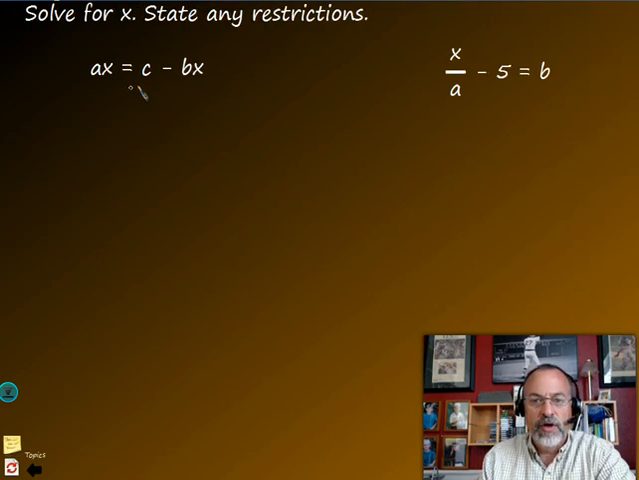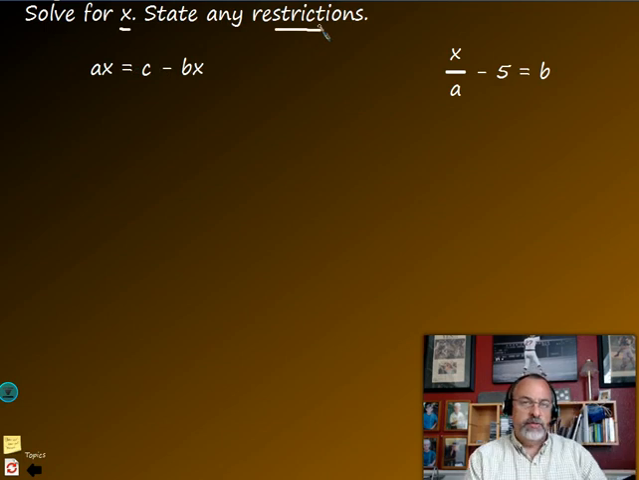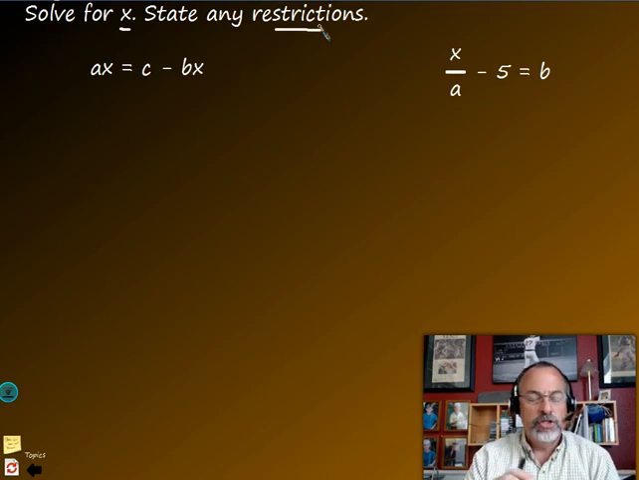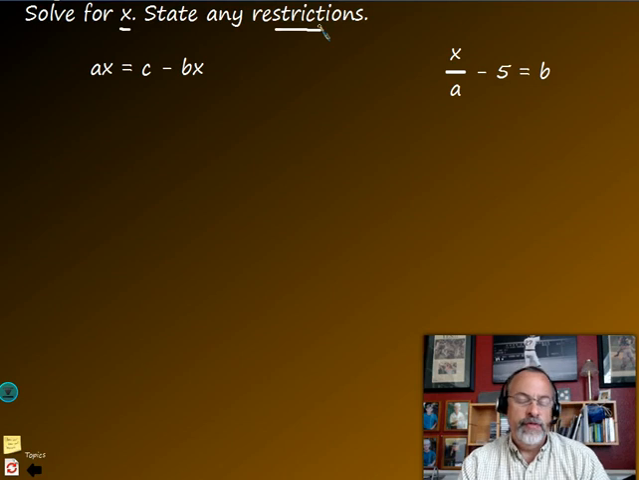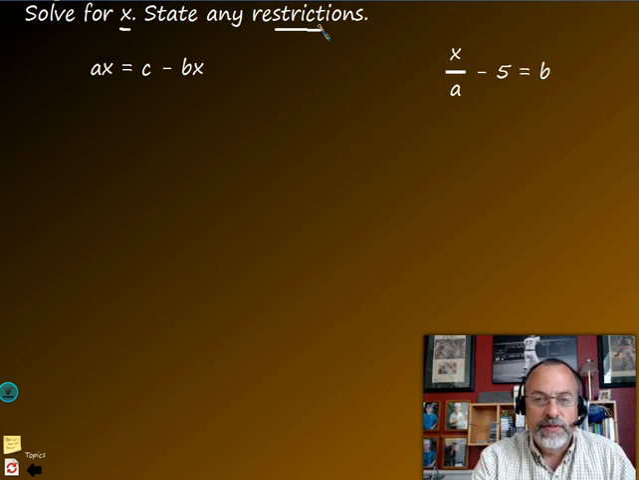Okay, so here I have the equation AX equals C minus BX. We're going to solve for X, and then we're going to state any restrictions. I'm going to go through the whole problem, solve it for X first, and then we'll go back and look at restrictions. Solving for X means X has to be by itself. So we're going to use the same four steps that we talked about earlier.